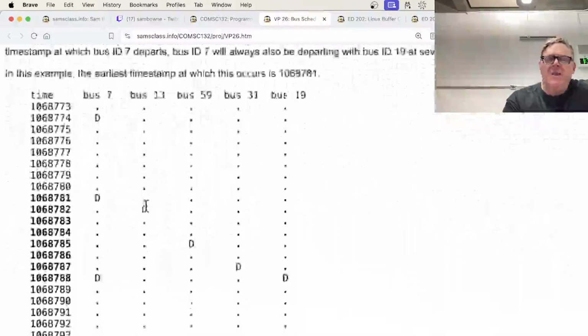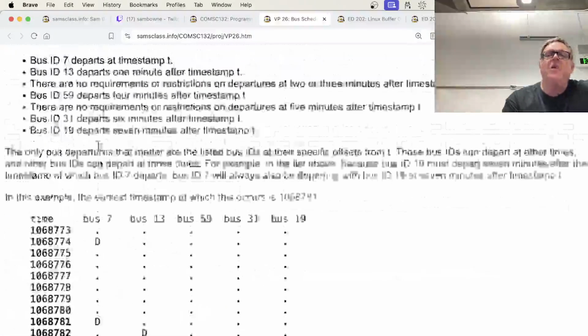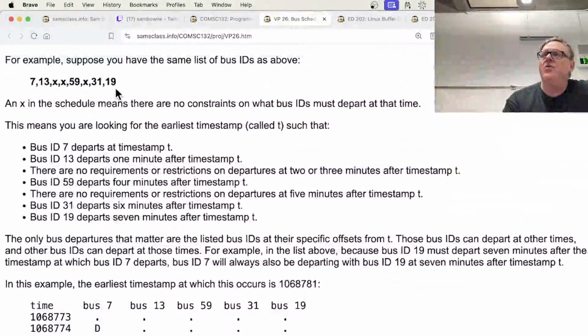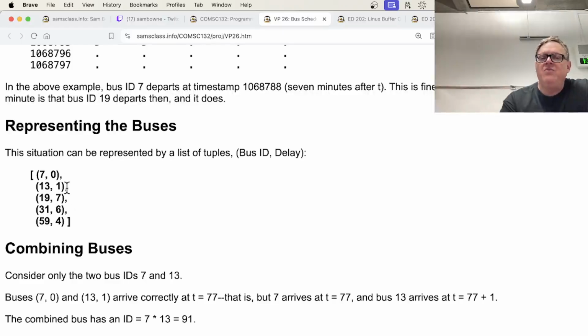That's the problem. So the way you combine buses is, I don't work from this kind of data. This is too hard to work with. Instead, I made this data a tuple, the number of the bus and the number of minutes after the first one that I expect it to come. So bus 7 will be what I'll call time 0. Bus 13 is 1 minute later. Bus 19 is 7 minutes later. Bus 59 is 4 minutes later, and so on. This is how I represent it.